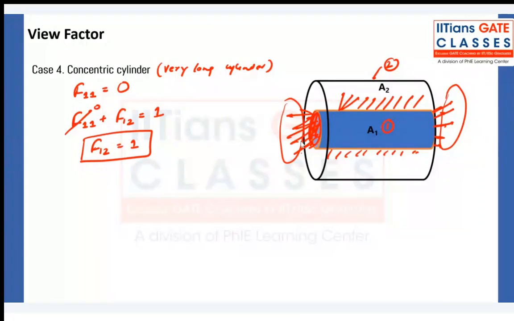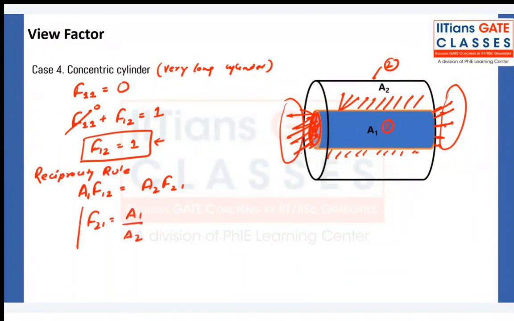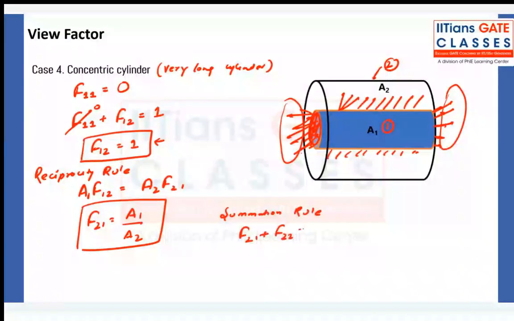Also, you can find A1 F12 is equal to A2 F21. This equation says that all the radiations leaving surface 1 are reaching surface 2. Then using the reciprocity rule, I can find F21 is equal to A1 by A2, right? I can also use the summation rule. F21 plus F22 is equal to 1, so F22 is equal to 1 minus F21. So all the 4 values I can find out.